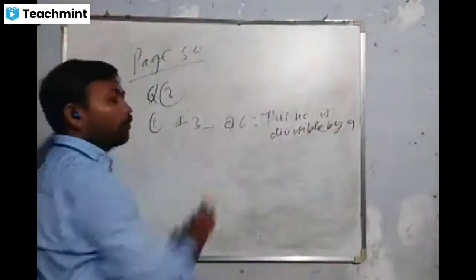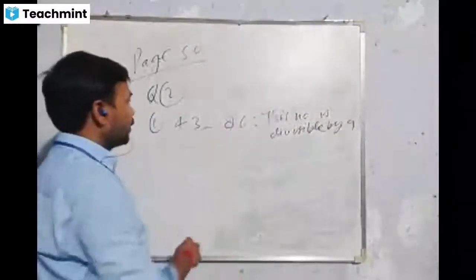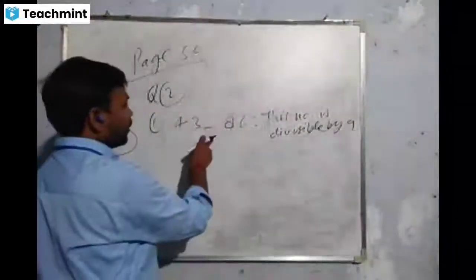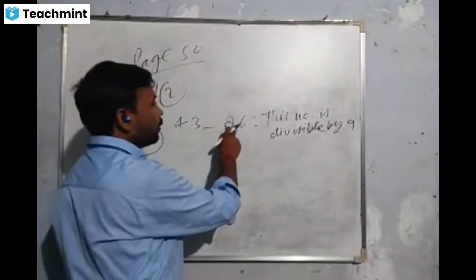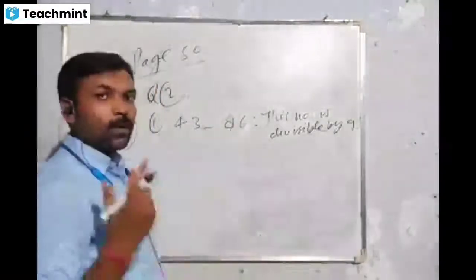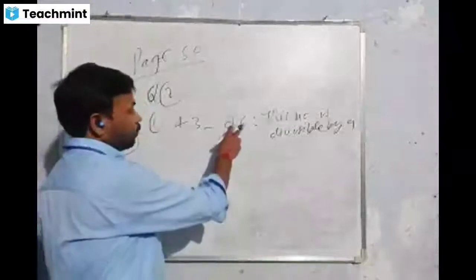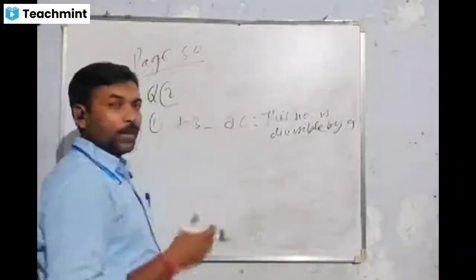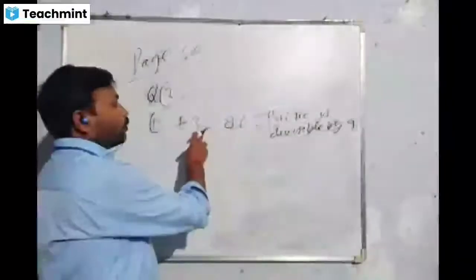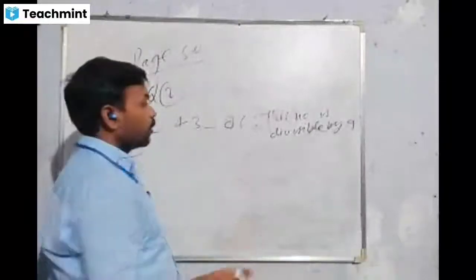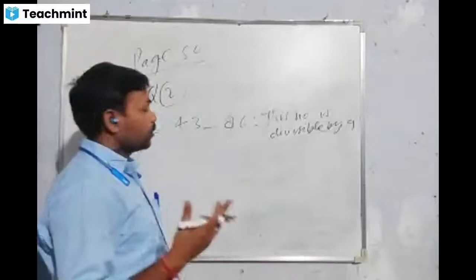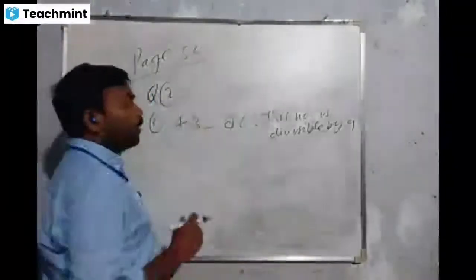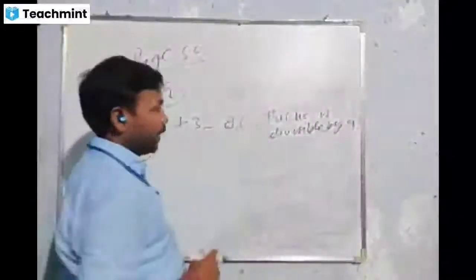First we have to find the sum of the given digits. So let us find the sum of the digits. 4 plus 3 is 7. 7 and 8 is 15. 15 and 6 is 21. But 21 is not divisible by 9. So after 21, we search for a number which is divisible by 9. So after 21, 27 is divisible by 9.